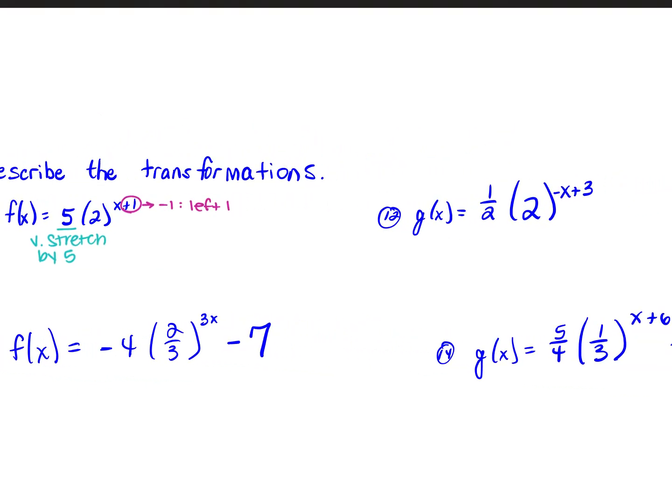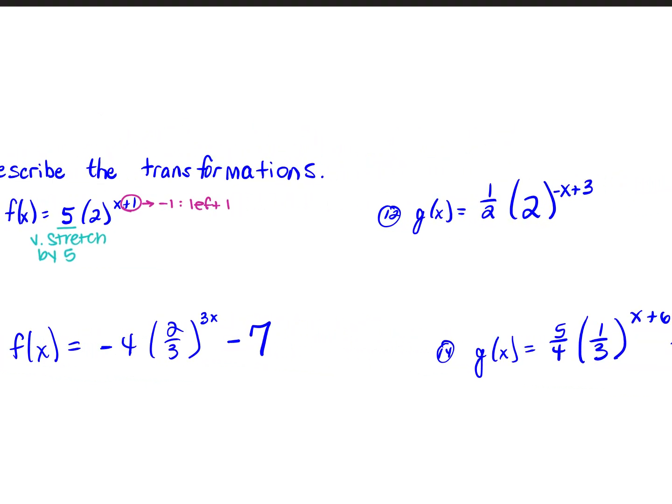For number 12, you have g of x is equal to 1/2 times 2 to the power of negative x plus 3. The 1/2 that's in front, it's happening vertically. It's less than 1, greater than 0, so that's a vertical compression by a factor of 1/2. Next, that 2, that's your base. Don't worry about it. Move on. You have a negative x plus 3 in your power. The negative that's in front of the x tells you that you reflect horizontally. If you reflect horizontally side to side, you reflect over the y-axis.